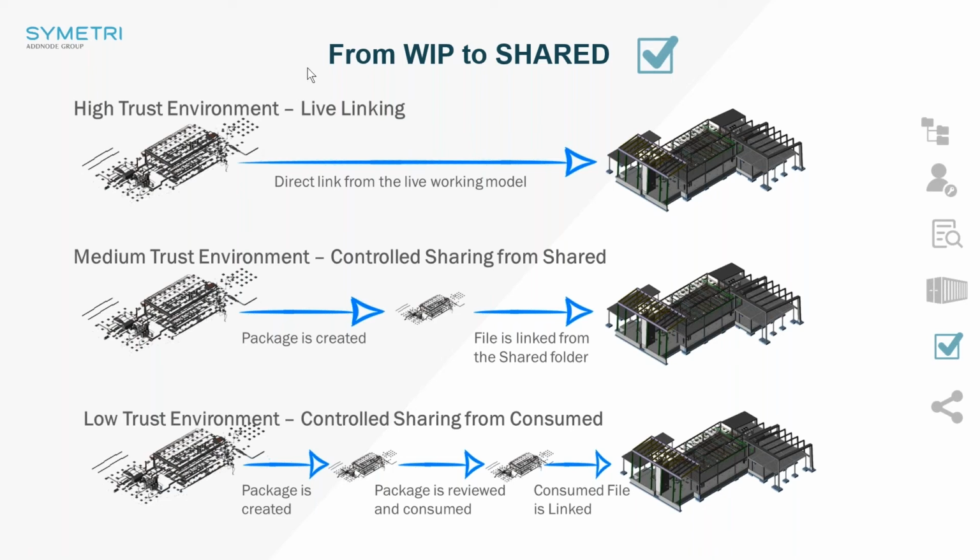The top one is high trust environment, live linking, which is not something I really recommend. That basically is saying that you will need to consume that information from another discipline directly from that discipline's work in progress folder, which in my opinion is not something I would recommend. As you can imagine, if you link from another consultant's work in progress folder, that model will get updated probably on an hourly basis, and you probably don't want to see those changes. You want to see those changes when it reaches a certain level of development, right?